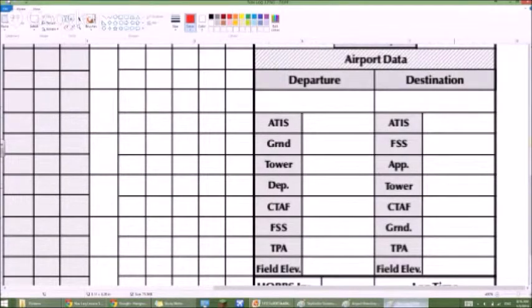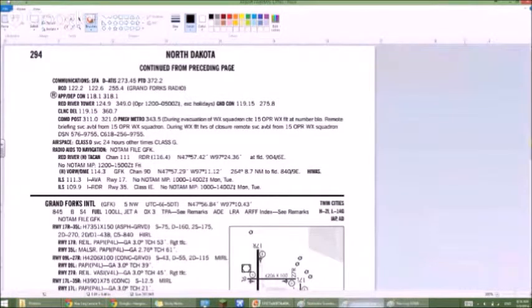Next, we'll be talking about the airport data section of your navlog. So to find your departure in your AFD, we're using Grand Forks International as our departure. So KGFK is what it'll be. It'll be right here. Okay.